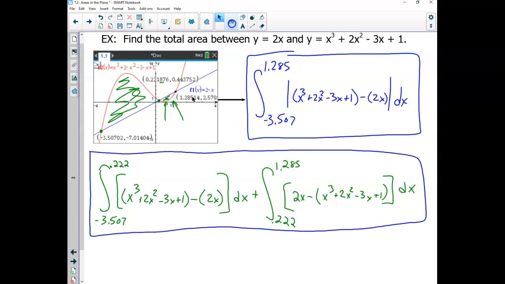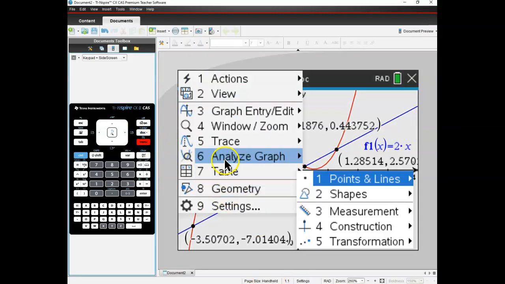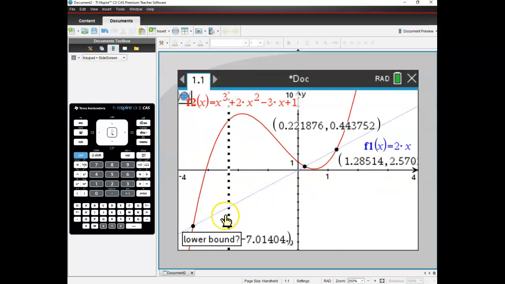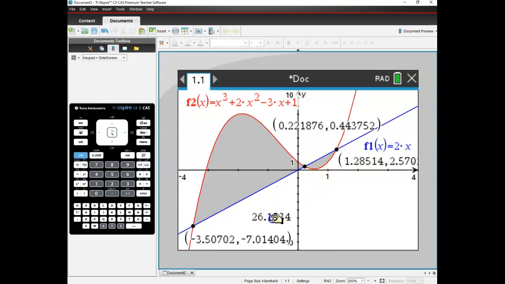To be honest, if we're using this CAS calculator, I probably wouldn't want to go to my calculator and do it, but I could. But I'm just going to come here and grab this, and if I did my bounded area again, watch what's going to happen. I'm going to go Menu, Analyze Graph, Bounded Area, and I want to go from this point all the way to this point, and it's going to say it's 26.153.